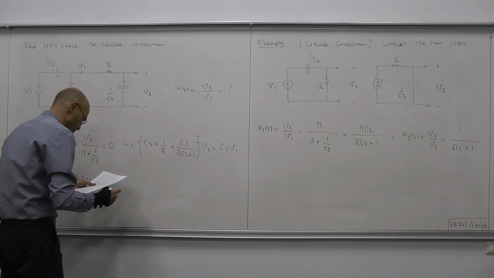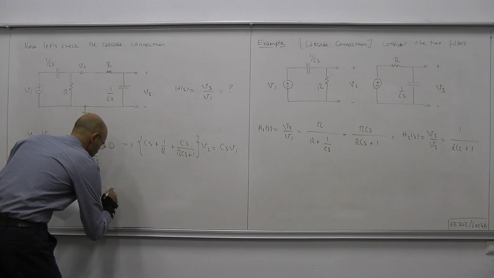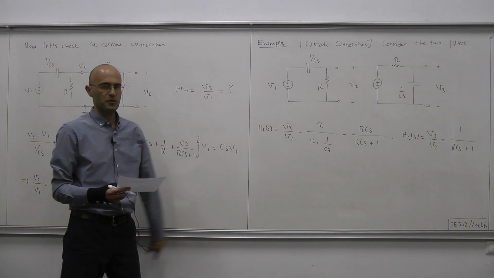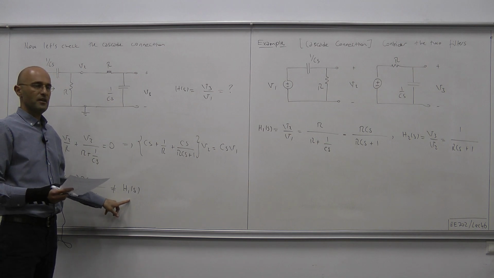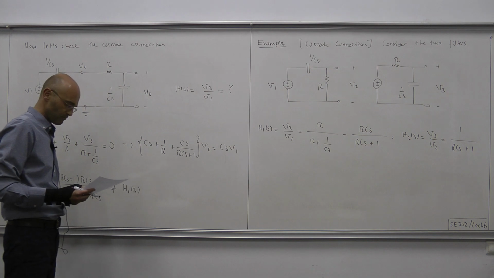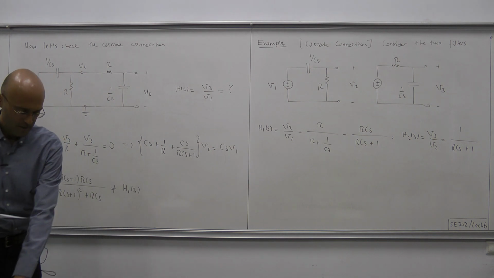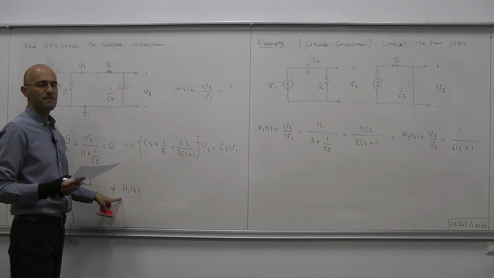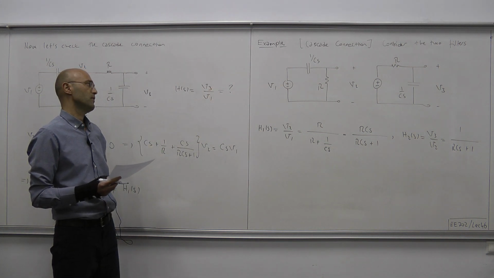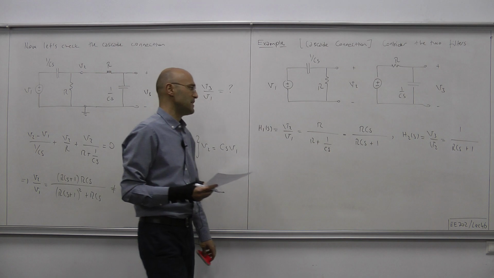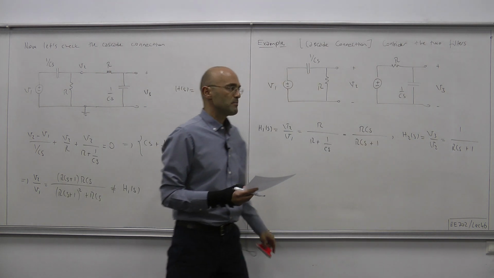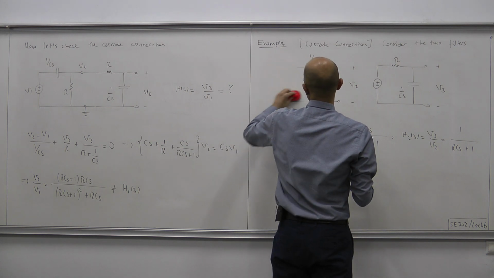So this does not equal, for the obvious reason, H1 of S, that is the ratio of V2 to V1 in the disconnected case. Okay, and then because of this inequality, V3 over V1 in the connected case or in the cascade connection will not be equal to H1 times H2.